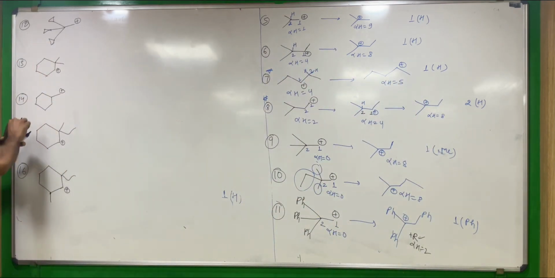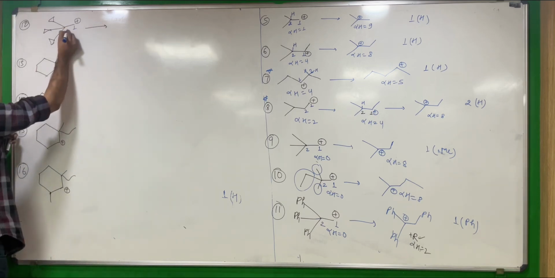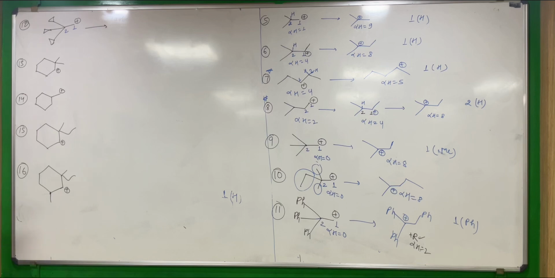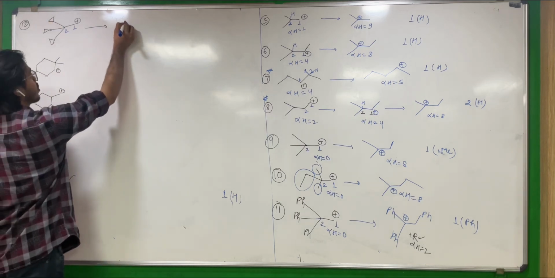Now see this case. In this case also alpha hydrogen is equal to 0. If this is carbon number 1 and this is carbon number 2, any one of these groups will migrate and the product formed will be this.